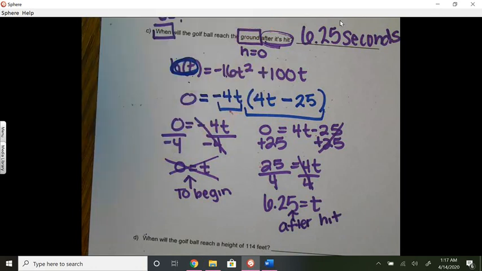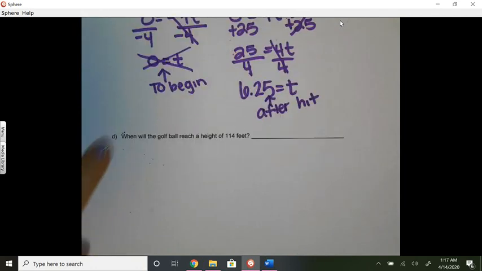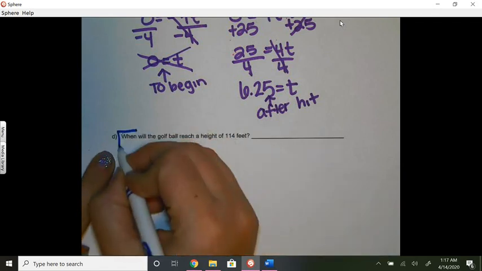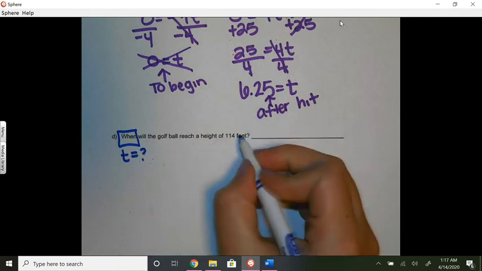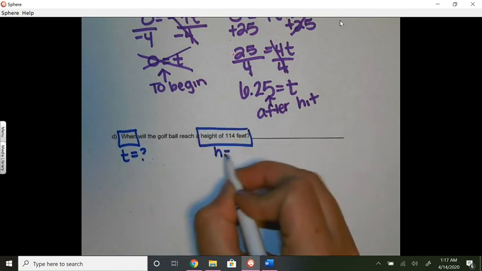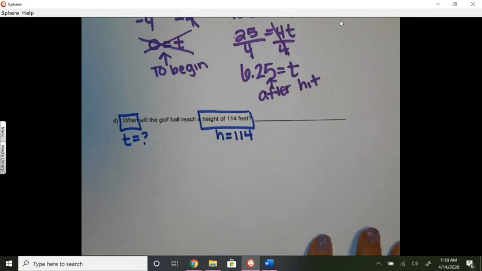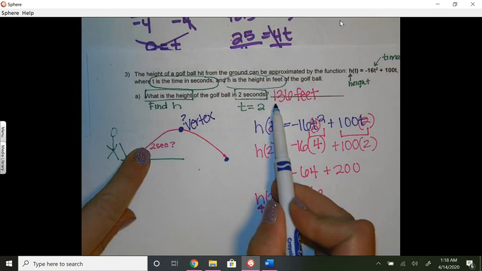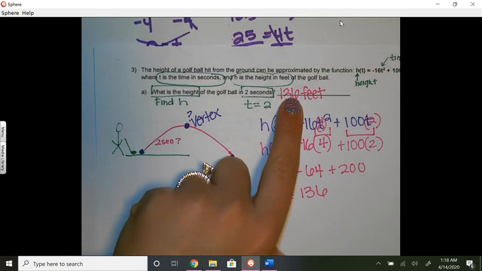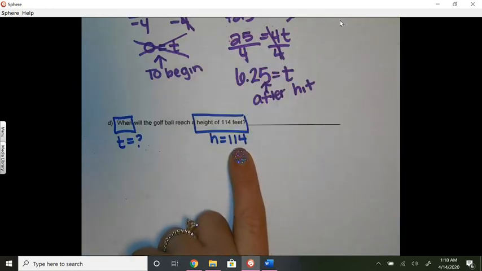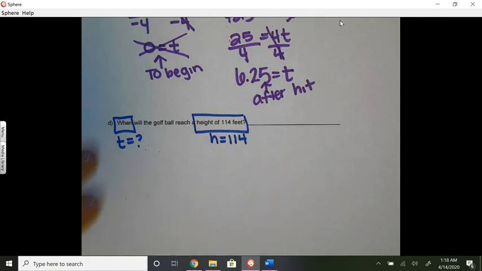Okay. All right, part D here. It says when, so that means we're finding t. It says, when will the golf ball reach a height? So we know to plug in 114 for h. So it wants to know, when will it be 114 feet in the air? So we already know at 2 seconds it's 136. So we know it's going to be less than 2 seconds, because at 2 seconds it's 136, and we want to know when it's going to be 114. So we know, just based on the previous parts, that this answer is going to be less than 2.